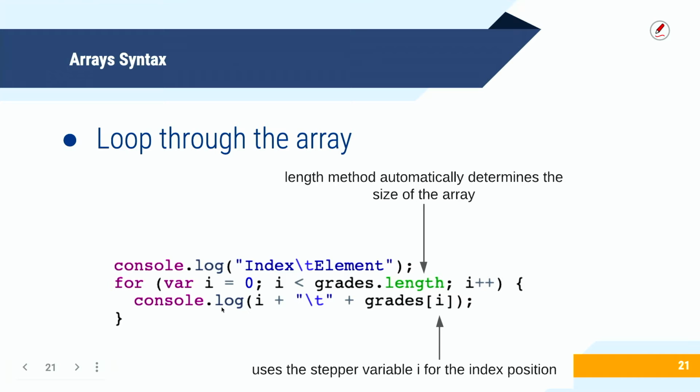Now this code inside of here, console.log i plus grades[i], is using that stepper variable i that we've used before as the index position. So again, this code is going to loop through the grades array and then print out the elements as well as the index positions.